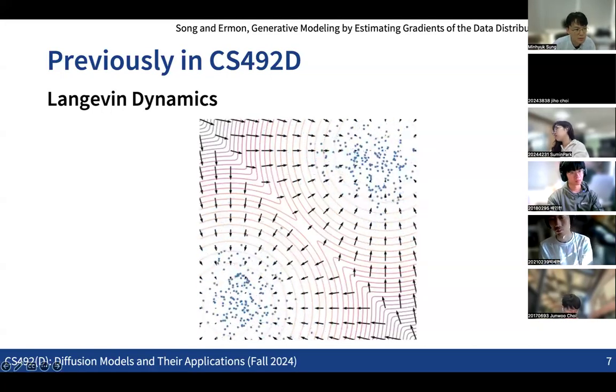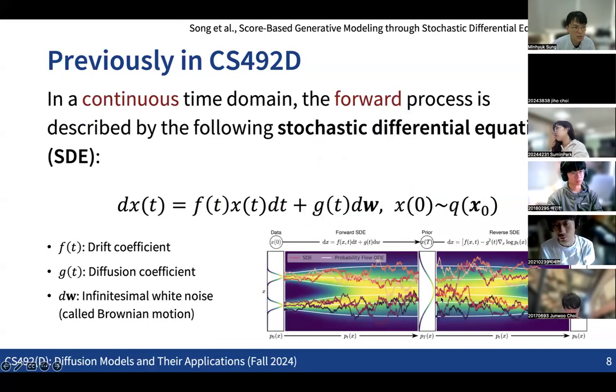What we also have seen last time is that the forward process, the data perturbation process, can be formulated as a stochastic differential equation in continuous time, which has these kinds of terms. As you can see in this equation, the xt here denotes the function xt at each time step t.